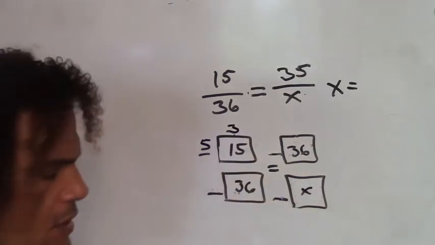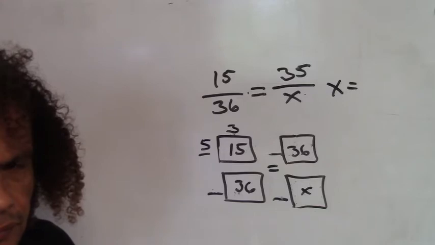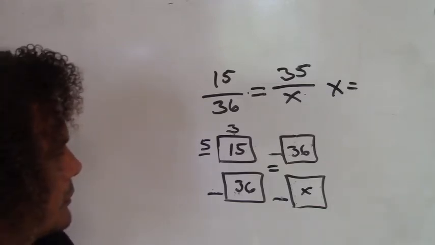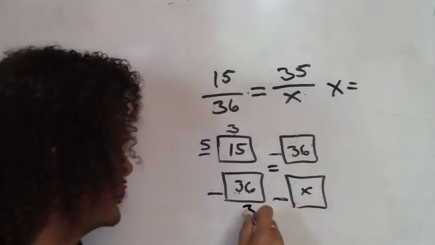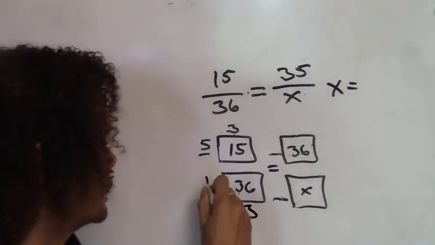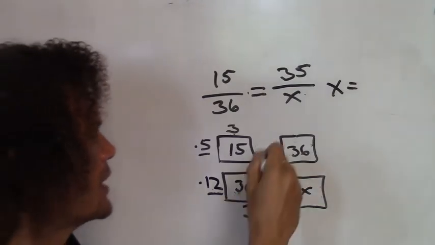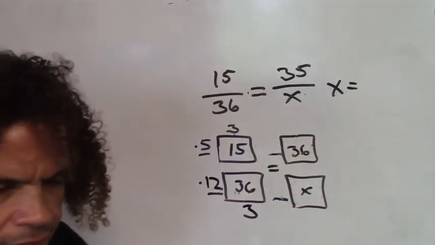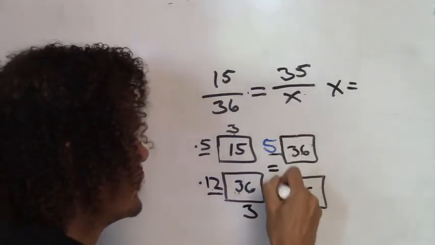Alright, so you say it's 3. How many times does 3 go into 36? 3, 6, 12. I like it. So my relationship is 5 to 12.